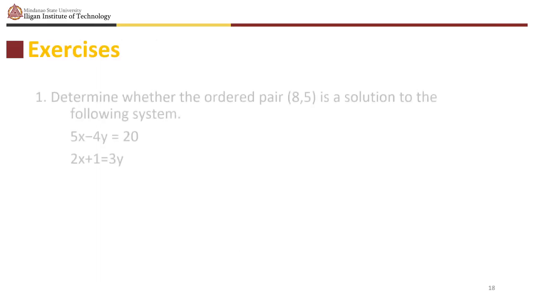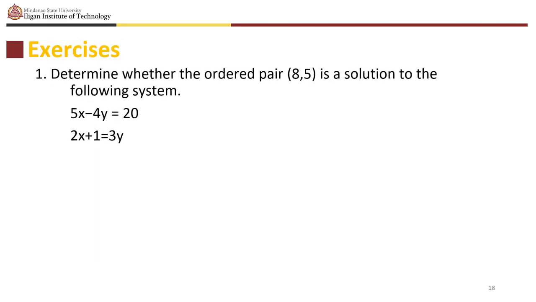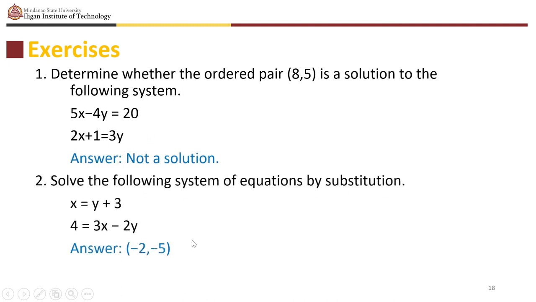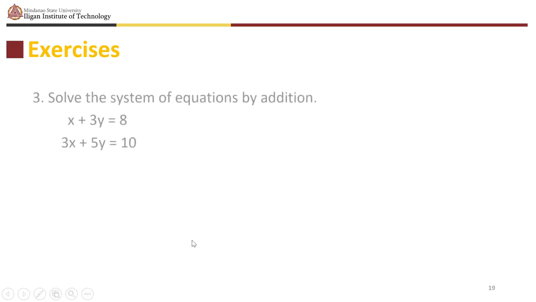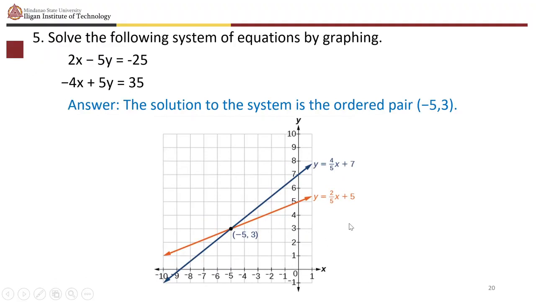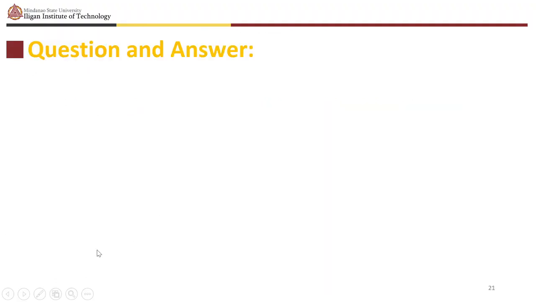As for the exercises, you are asked to determine whether the ordered pair (8, 5) is a solution to the following system of equations. There are some answers here, so all you have to do is solve and determine whether you get the correct answer. The other exercises are given, and there is also a sketch that you can use to verify your solution.